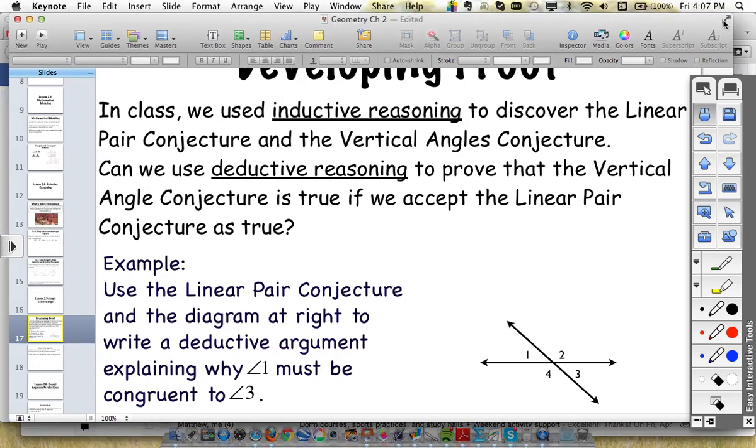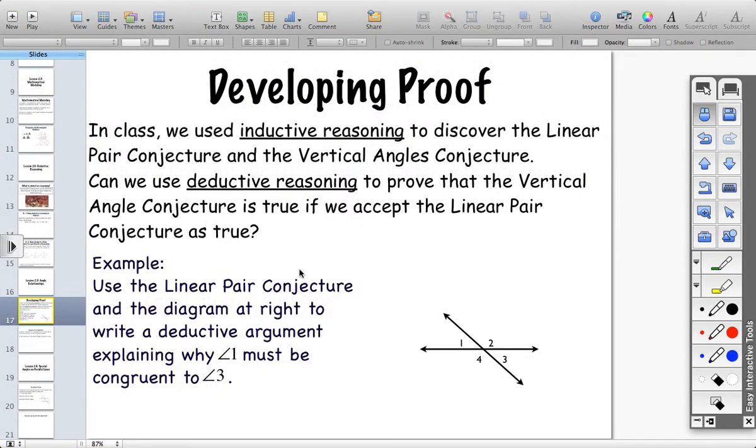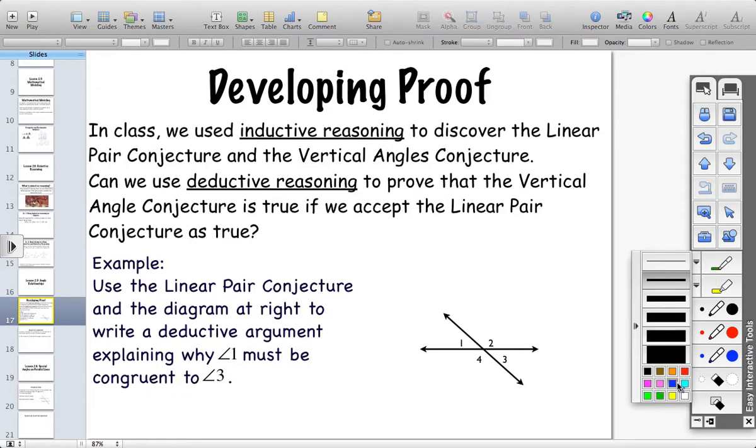Alright, I'm going to wrap up lesson 2.5 from the previous day on angle relationships, and let's talk a little bit about the developing proof. So in the course of the lesson, we discovered two conjectures that we could use.